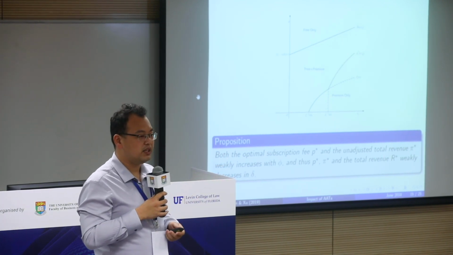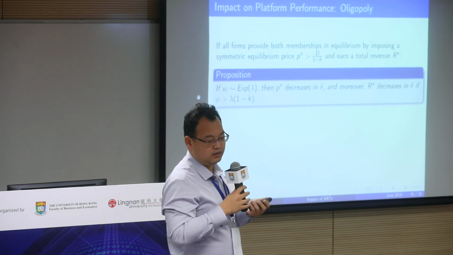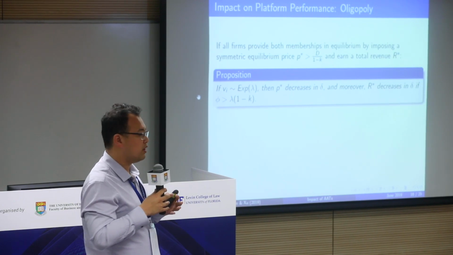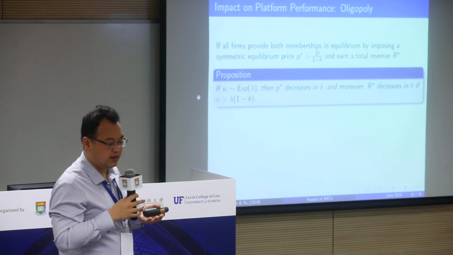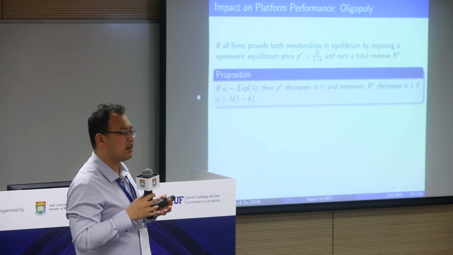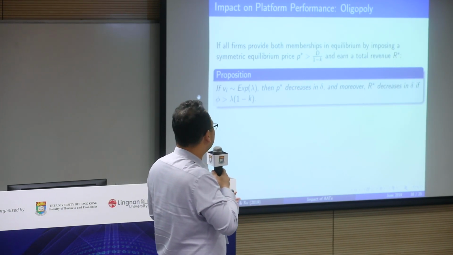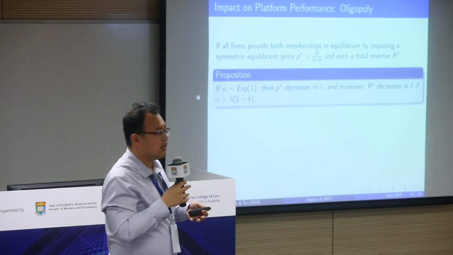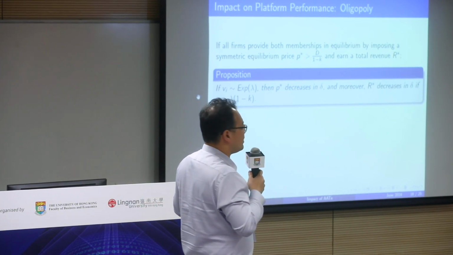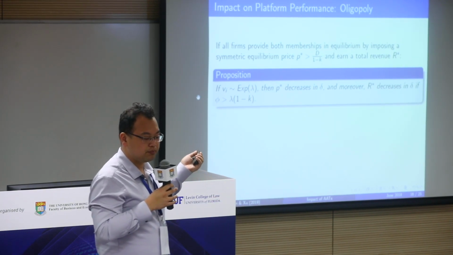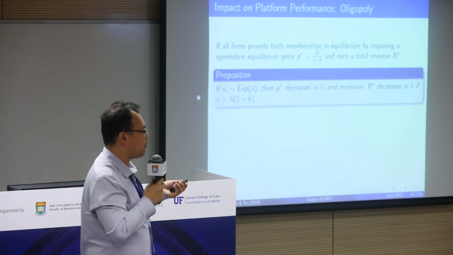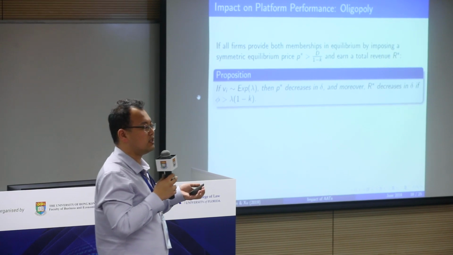So this is for the monopoly. Unfortunately, for the oligopoly case, we are currently unable to fully characterize the equilibrium. But what we can claim is that if we were at an equilibrium where all platforms are providing both memberships, pricing P above the threshold D over 1 minus K, and we assume an exponential distribution, then we also get the same comparative static result: the equilibrium price P star will be decreasing in delta, and the total revenue earned by each of the platforms will be decreasing in delta as well.